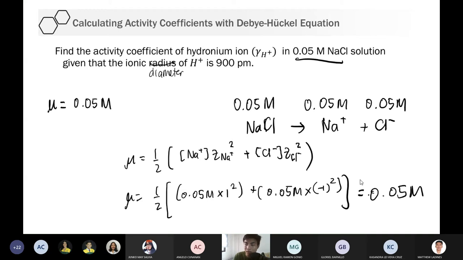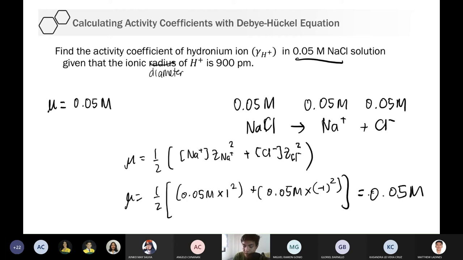Why is that? This is 0.05 times 1, it is 0.05. This is 0.05 times another 1, so 0.05 again. When you add them, that is 0.1. Divide by 2, 0.05 again. So, you can do it by mental math. Just look at it. If you can't, you can calculate. Okay. So, that is your mu. That is the first thing you will do when solving for activity coefficients. Always solve for the mu.